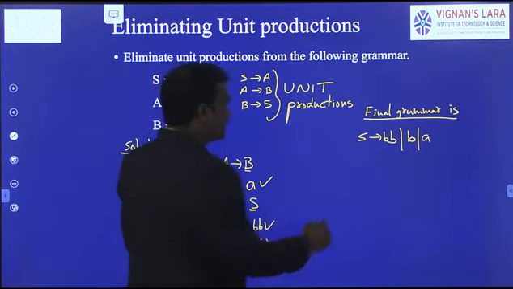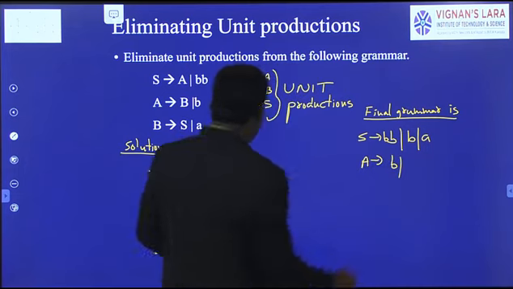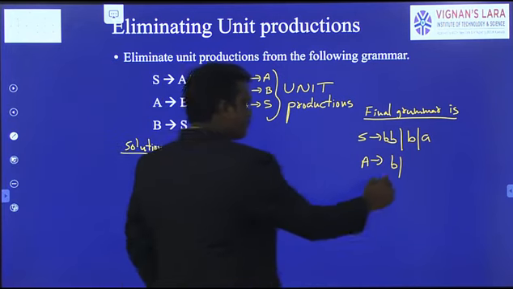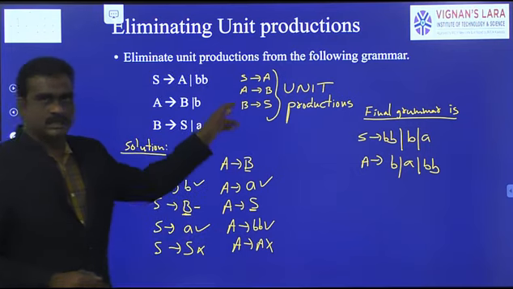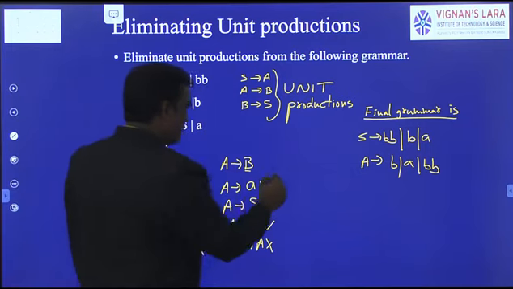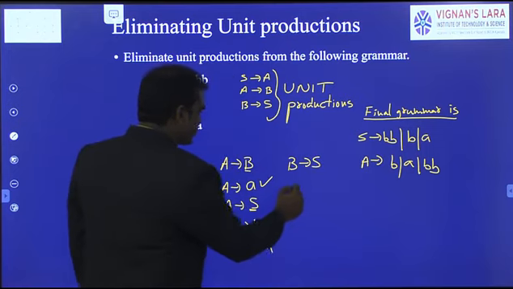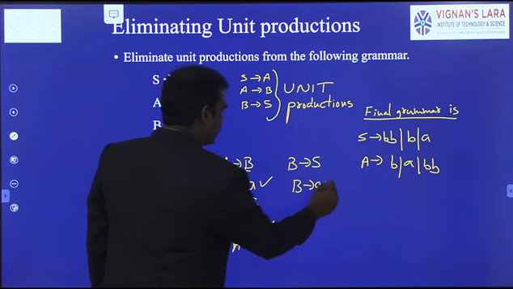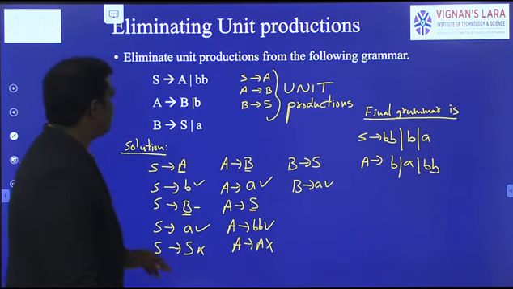After removing the unit production A to B, the resultant grammar is A to A, A to BB. Same way, the third production, B to S. Here the grammar is B to A.